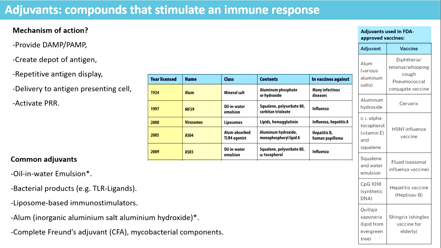As we mentioned before, the mechanism of action for an adjuvant is that we want it to provide those damage-associated molecular patterns, or the PAMPs as well. We also want to be able to deliver the antigen to the antigen-presenting cell, but also activate PRRs. This is showing you an example of some commonly used adjuvants that we've had over the decades, and also some examples of adjuvants that are available in various vaccines.